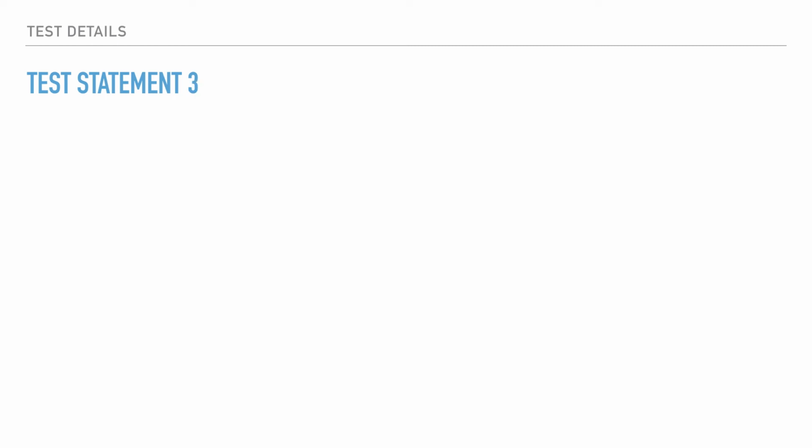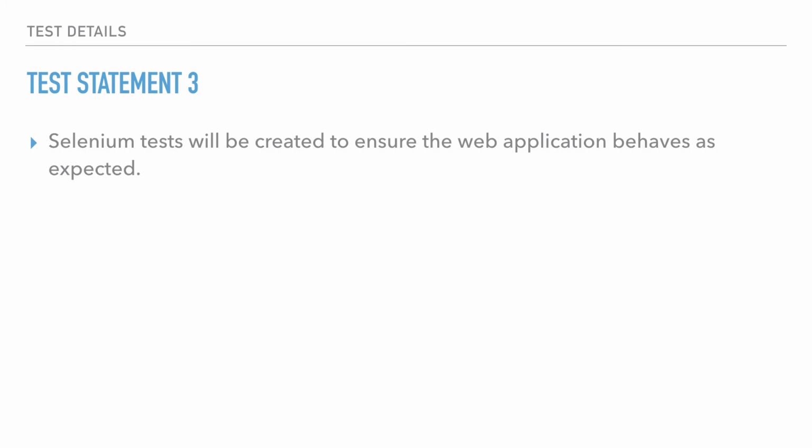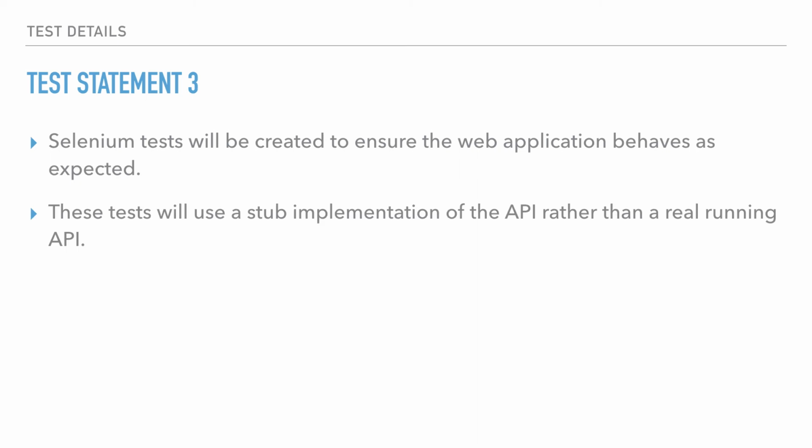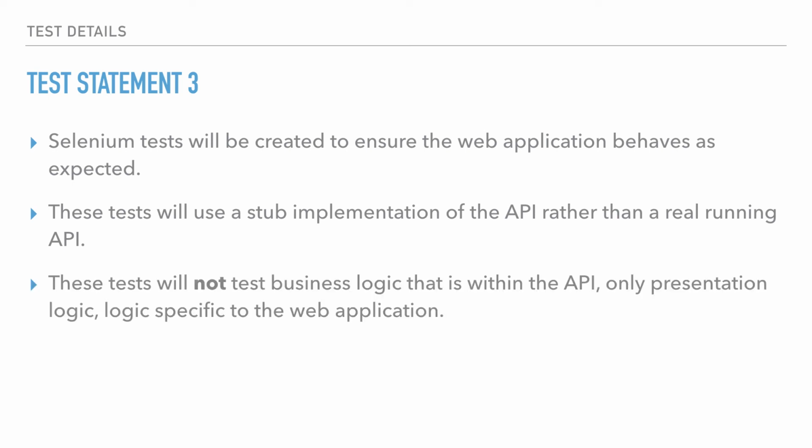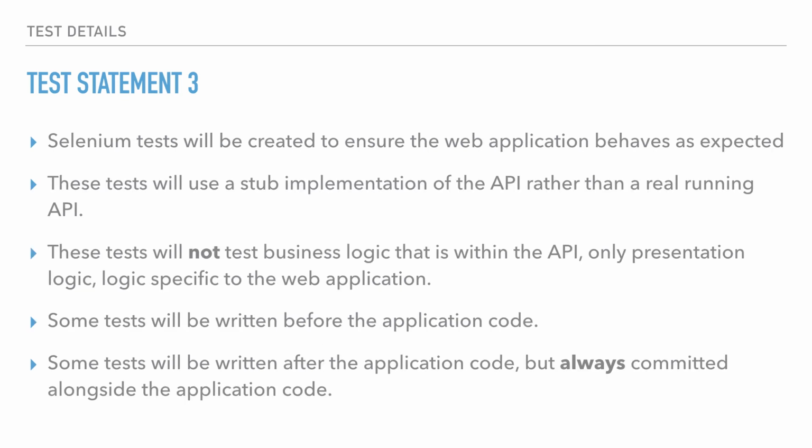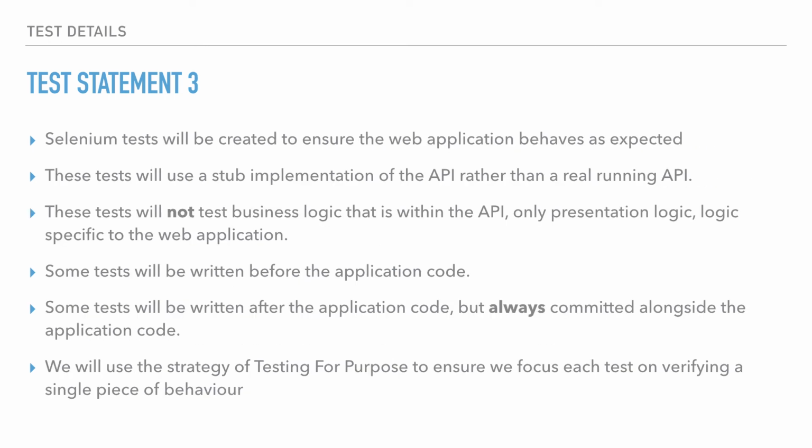A third statement could be: Selenium tests will be created to ensure the web application behaves as expected. These tests will use a stub implementation of the API rather than a real running API. These tests will not test business logic that's within the API, only presentation logic, logic specific to the web application. Some tests will be written before the application code, some tests will be written after the application code, but always committed alongside the application code. We will use the strategy of testing for purpose to ensure that the focus on each test is verifying a single piece of behaviour. And finally, statement 4.